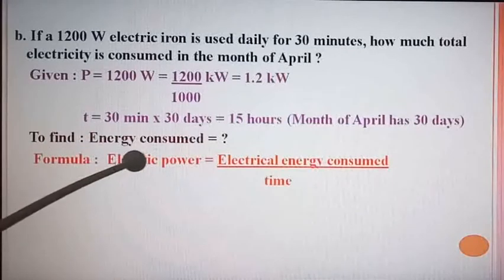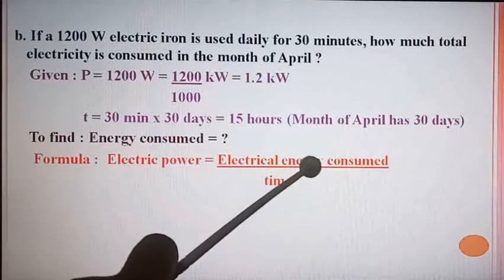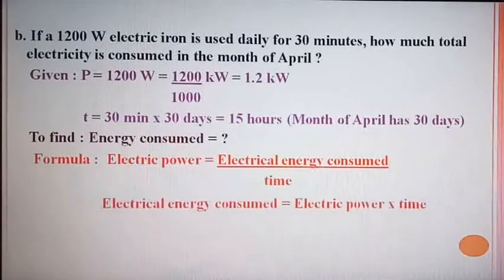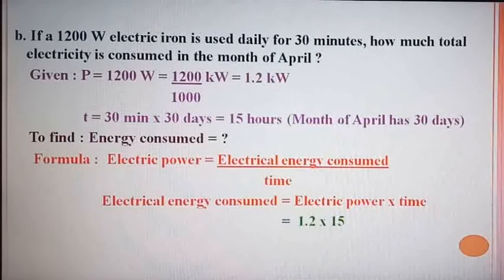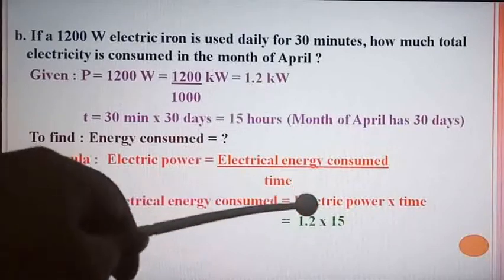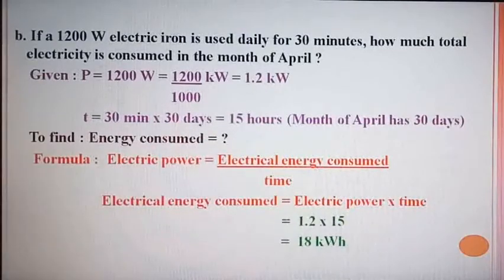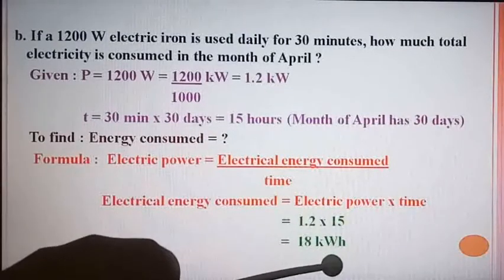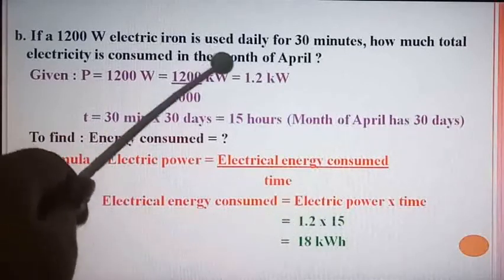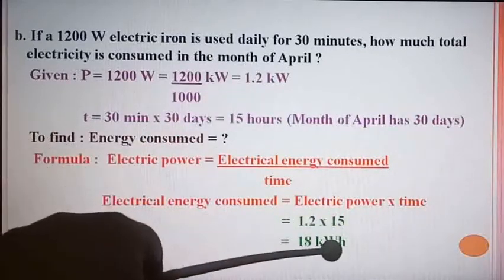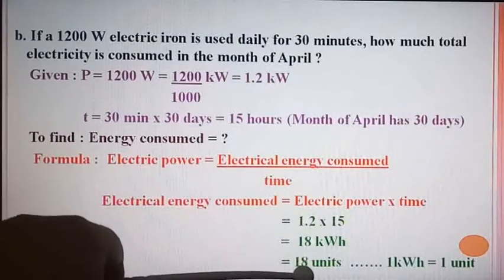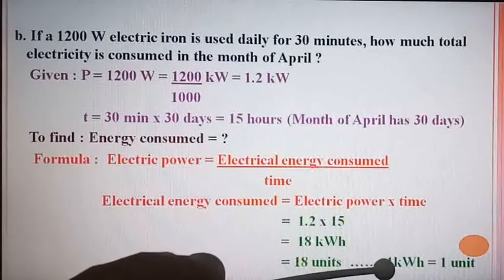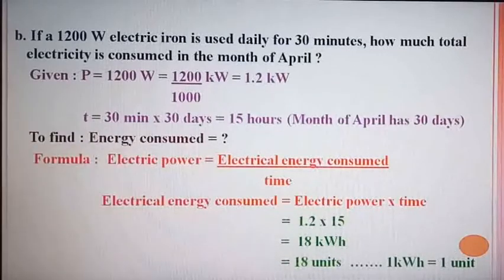So electric power is electrical energy consumed in a given time. So electrical energy consumed is power multiplied by time. Just now we have seen the solved examples. Substitute the values. 1.2 multiplied by 15 hours. So 18 kilowatt hour. See, electric power is in kilowatt. Time is in hours. So kilowatt hours, you all know 1 kilowatt hour is equal to 1 unit. So it will be 18 units, as 1 kilowatt hour is equal to 1 unit.